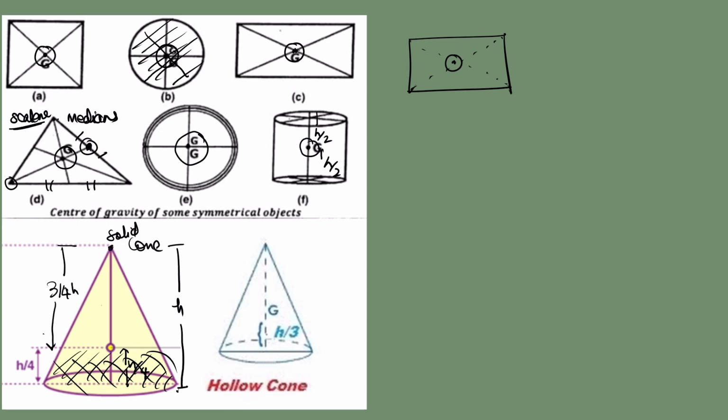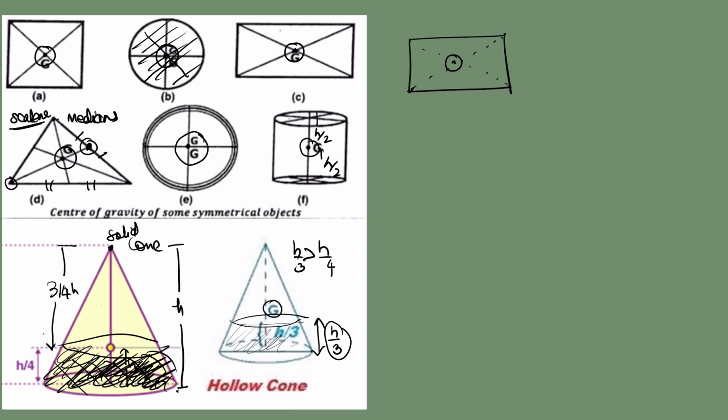The moment it becomes a hollow cone, that means the bulk has decreased. It is less bulky. So that's why the height of the center of gravity moves a little upwards. Now it is h/3. h/3 is greater than h/4, isn't it? So now the height has gone a little upwards. Why has the center of gravity moved a little upwards? Because when it is a solid cone, a lot of mass is concentrated in the bottom part. But when it becomes a hollow cone, the mass at the bottom is much lesser because it's air or vacuum that fills it.